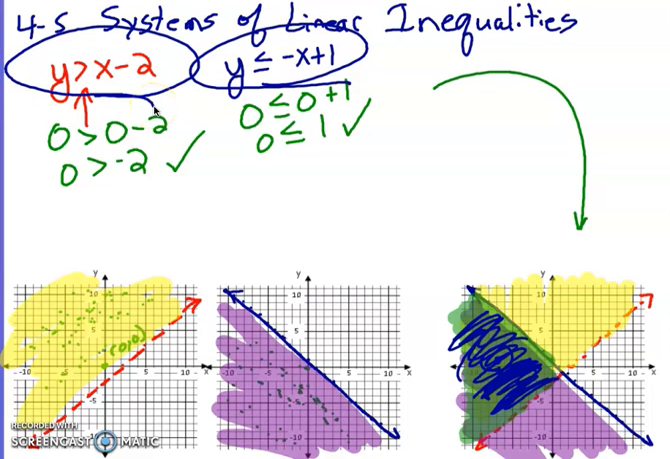If you pick a point over here, it will work on the red inequality, but it would not work on the blue. If you picked a point down here, it would work on the blue, but it would not work on the red. If you picked a point over in this section, it wouldn't work on either one of those inequalities. So you're trying to find the area that works on both inequalities.